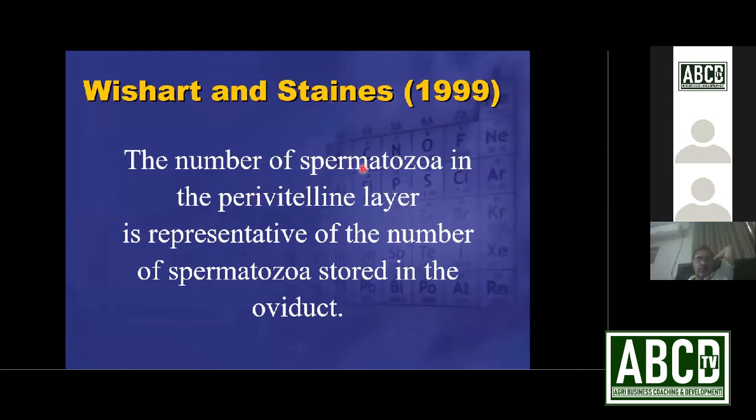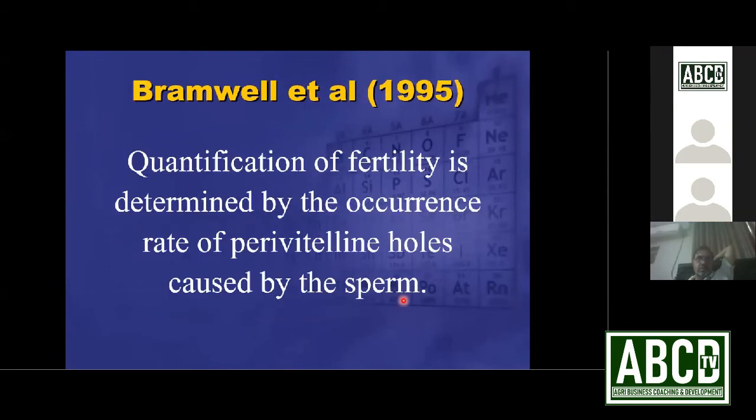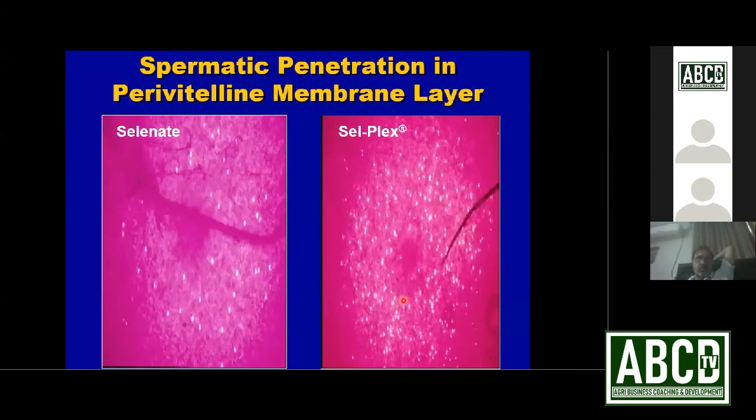So the number of sperms in the perivitelline layer is representative of the number of sperm cells stored in the oviduct. And quantification of fertility is determined by the occurrence rate of perivitelline holes caused by these sperms. So here you have two hens, two breeders. One received selenite, the inorganic form of selenium, and the other received Cellplex. So you can see the difference.